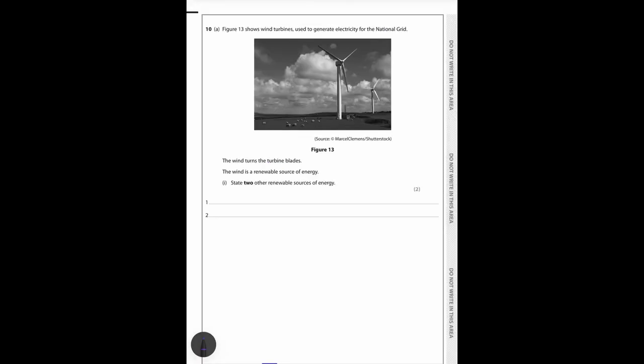So nice recall question here. Yeah, so it's just saying renewable source of energy. The only thing I need to be careful about here is the fact that it says other. So it's giving me the example of wind as a renewable source, 2 other renewable sources of energy. I can just recall any of them from my revision. So I can say anything about like hydroelectric or tidal, geothermal, biomass. I can choose any of those, solar. It doesn't matter which ones I'm saying, any of those things will be fine.